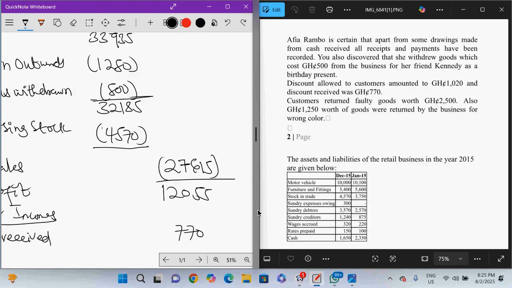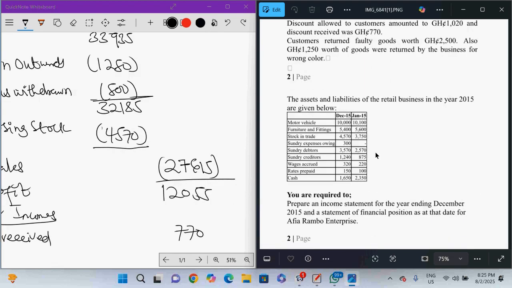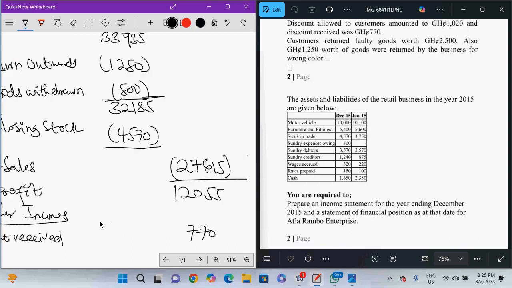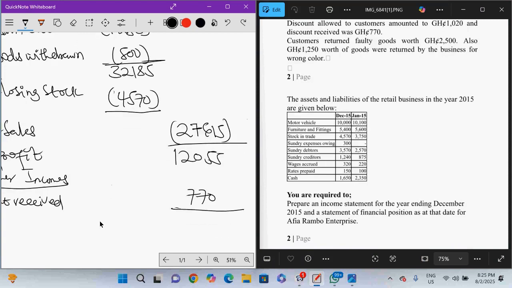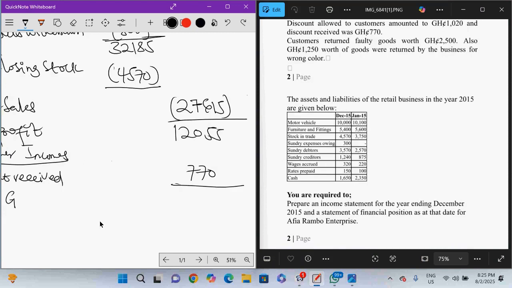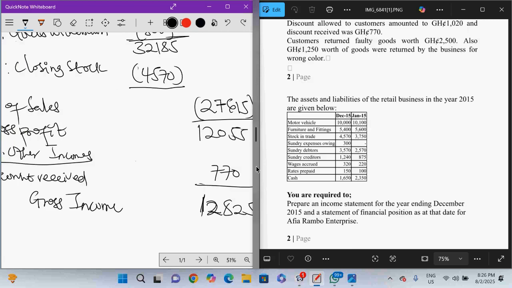What else? Any other discounts? No. Okay. So what is our gross income? 12825. So this is our gross income.